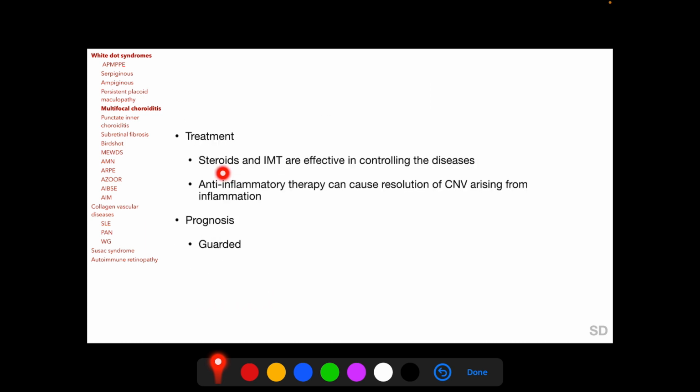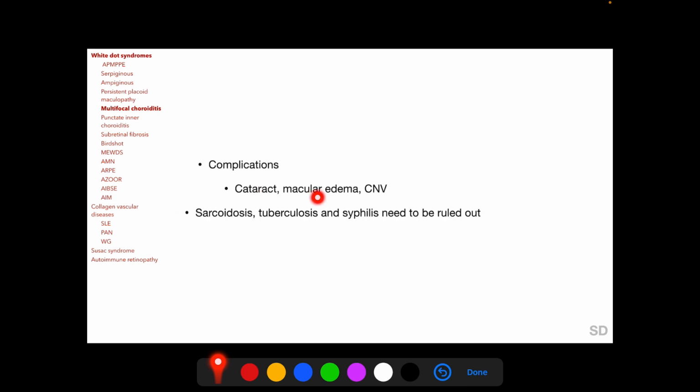Steroids and IMT are effective in controlling multifocal choroiditis and panuveitis, and anti-inflammatory therapy can cause resolution of the CNV arising from inflammation, and prognosis of MCP is said to be guarded. Cataract, macular edema and choroidal neovascularization can occur with multifocal choroiditis and panuveitis, and sarcoidosis, tuberculosis and syphilis need to be ruled out.